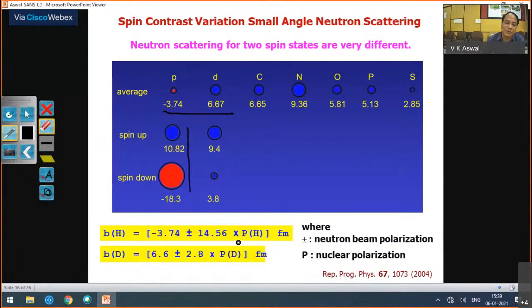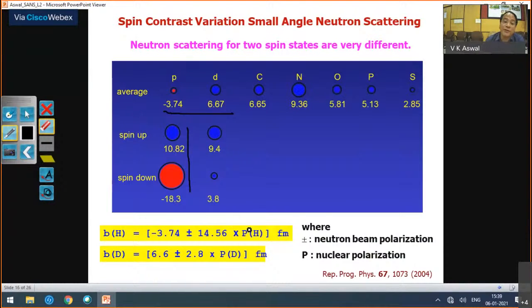And then, one is the polarization of nuclei. So if you have hydrogen, you want to polarize the hydrogen nuclei. And then also polarize the incident neutron beam. So plus minus is for the polarization of the neutron beam in this formula, and this P term is for the polarization of the hydrogen nuclei. This is not difficult actually. To polarize a neutron beam is not difficult. You may have seen this in polarized neutron diffraction. But what is difficult is polarizing the nuclei, because the magnetic moment of nuclei is very small.